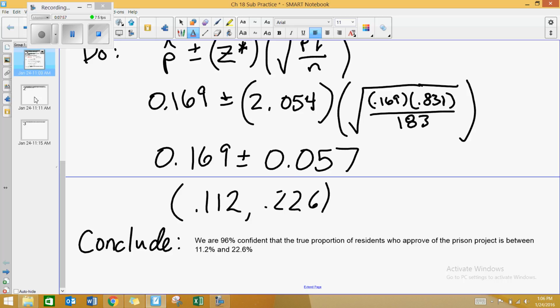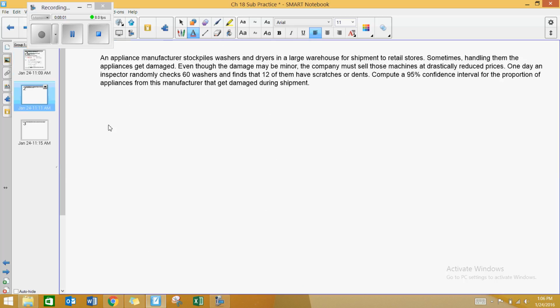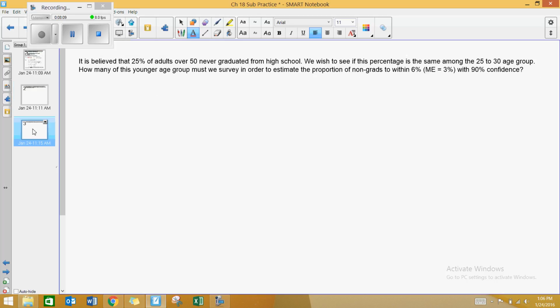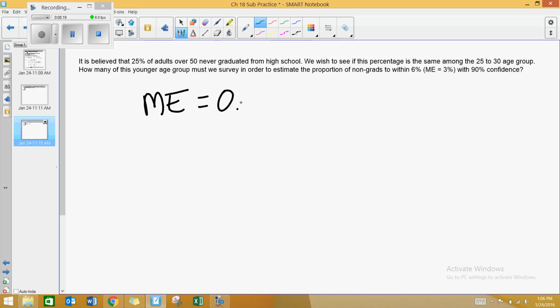Okay, so following those exact same steps, I want you guys to try the second problem on your own if you haven't done so already. And for this third problem, we've changed the problem up a little bit. Now we want a specific margin of error. We want a specific confidence level of 90%.